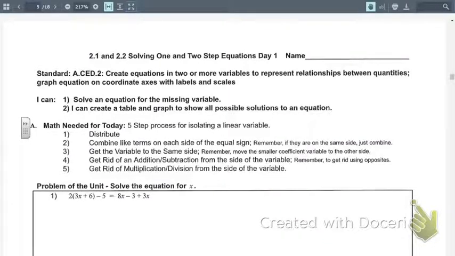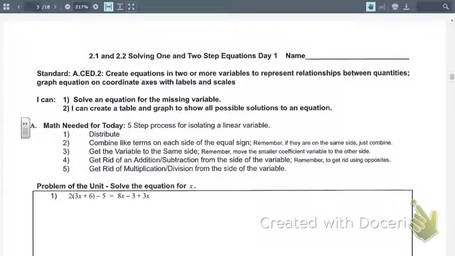The math needed for today, I laid out a 5-step process for isolating a linear variable in order to help us solve an equation. So this is going to be useful throughout the lesson today. Alright, so we're going to be kind of coming back to this.